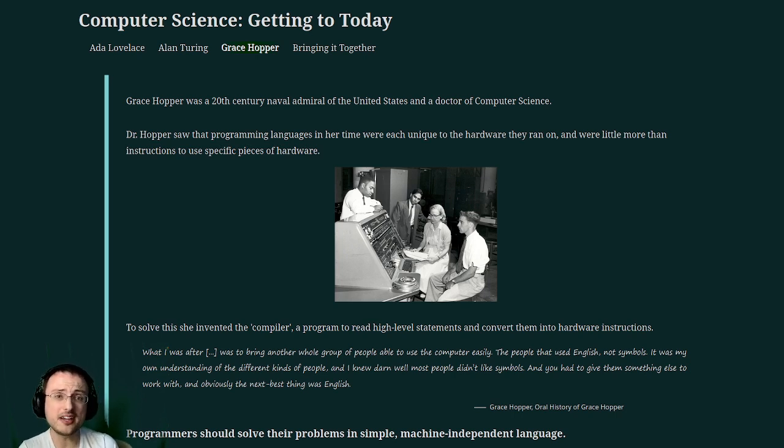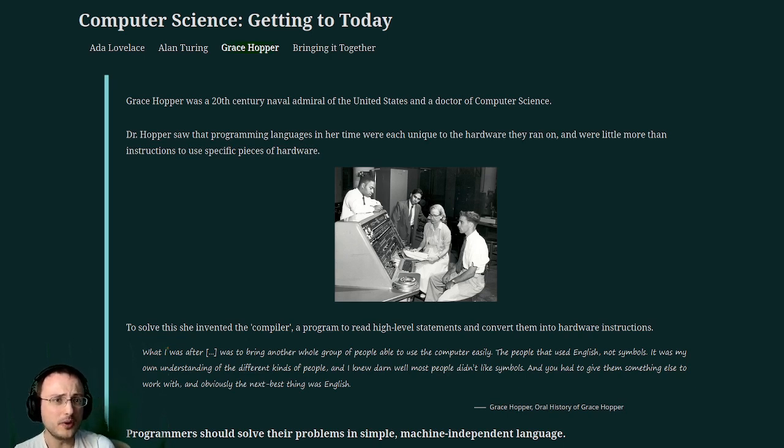But her big contribution was that she's really what put the language in programming languages. Dr. Hopper saw that up until her point, programming languages were very bespoke things. They were unique to each machine that was built. That, you know, you had the ENIAC supercomputer as big as a room. You had to learn how to program for that computer.